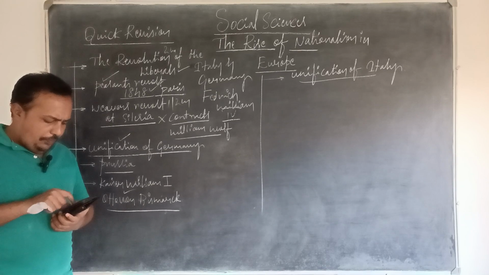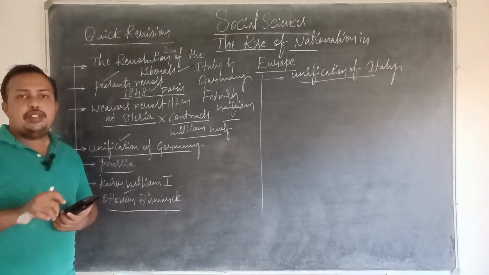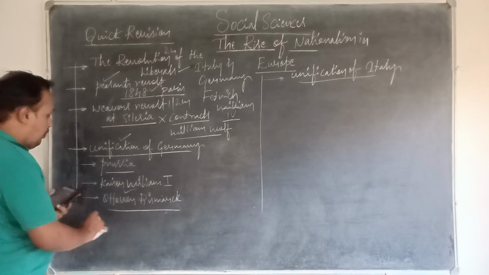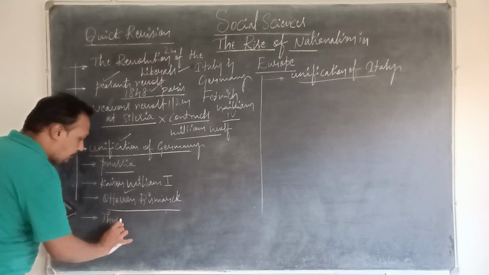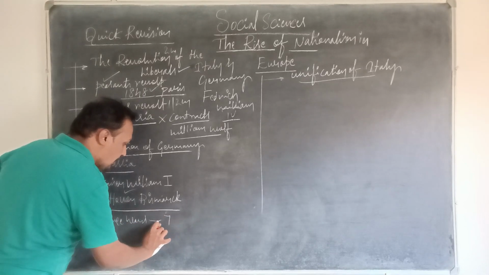So during this time, 3 wars were waged for 7 years. Very important point in a 5 marks question if they ask. Please cover this point, don't miss out. 3 wars for how many years? For 7 years.